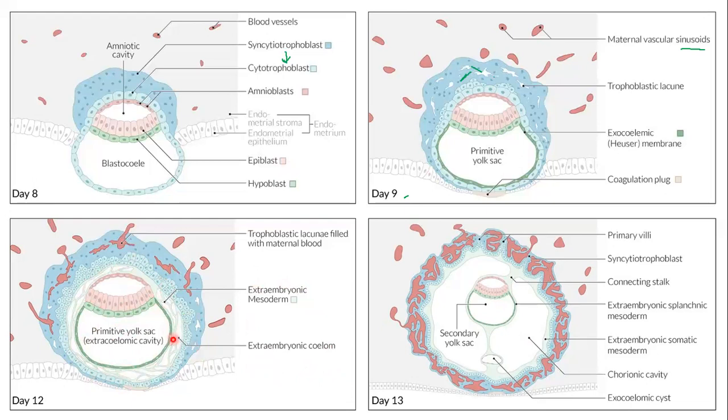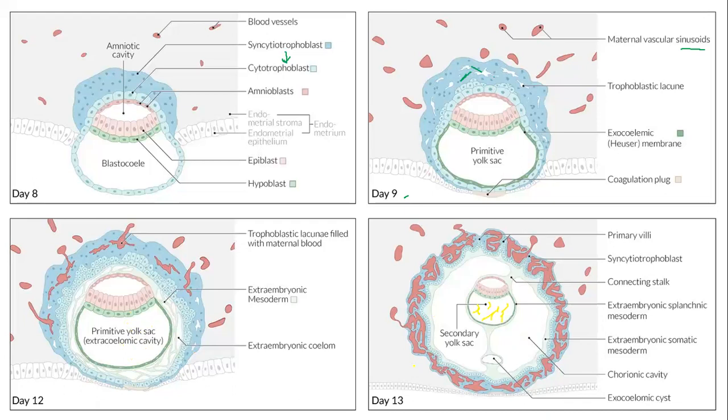So now, at the time of the 13th day, we see the cells of the hypoblast, these green cells, make a secondary yolk sac. They started to make a cavity. Here we see the primary yolk sac, which we termed the extraembryonic cavity. Then again these cells proliferate and form a secondary yolk sac, and some pieces of the primary yolk sac are left over. Some pieces of the primary yolk sac break away and fall in the cavity known as the extraembryonic coelomic cavity.